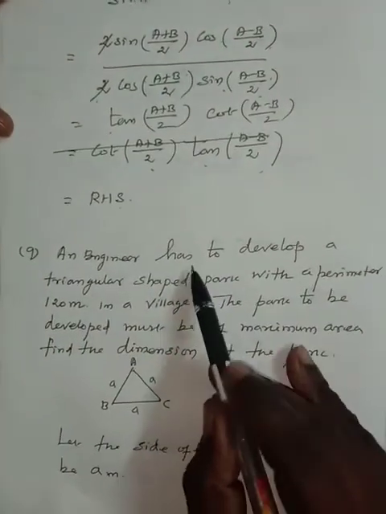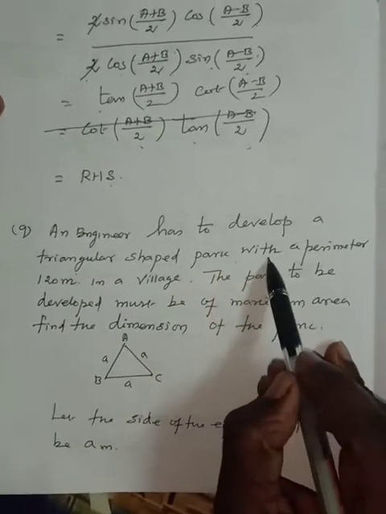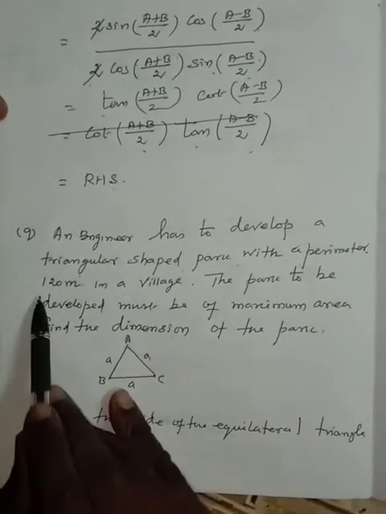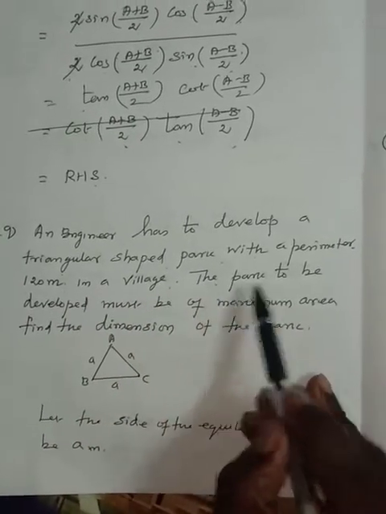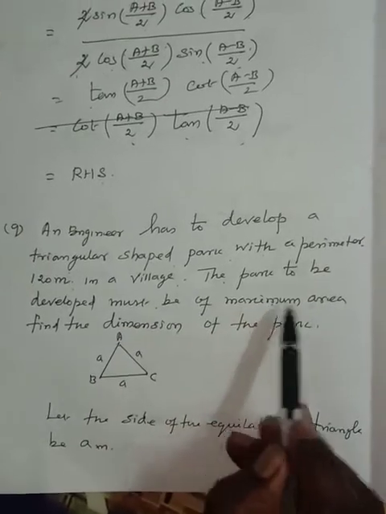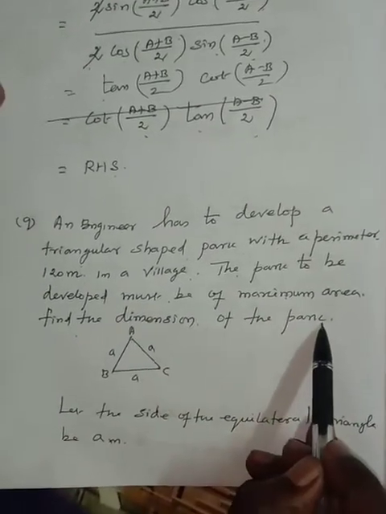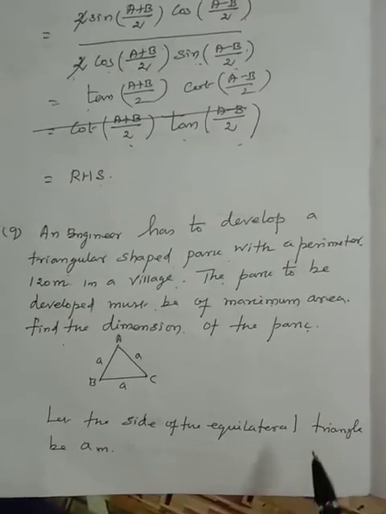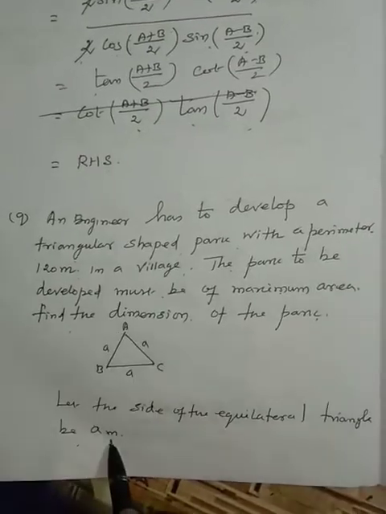An engineer has to develop a triangular shaped park with a perimeter of 120 meters in a village. The park to be developed must be of maximum area. Find the dimensions of the park. Let the side of the equilateral triangle be a meters.